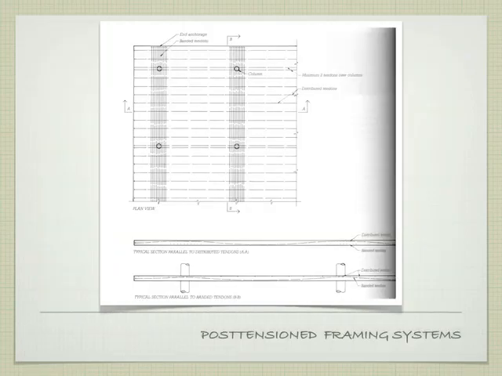So the other option that we have, and we talked a little bit about this last week, is the idea that we can post-tension a concrete framing system. And so this is a form of pre-stressing concrete, like we talked about last week. But this tensioning is done after the slab has had a chance to cure, after the beam has had a chance to cure.